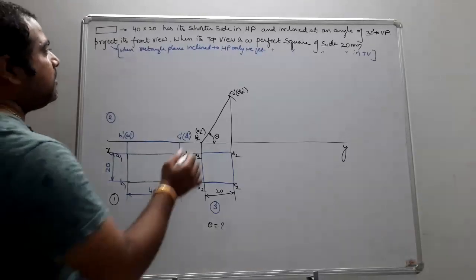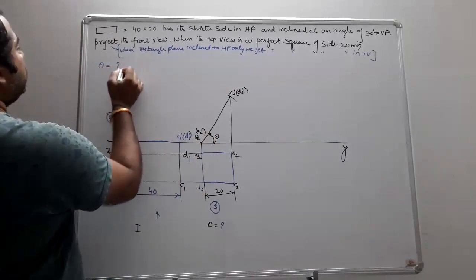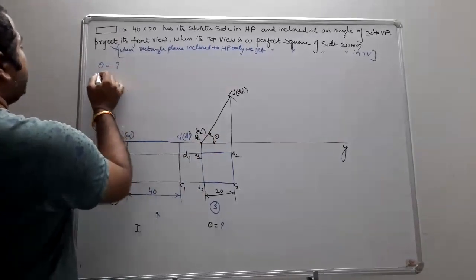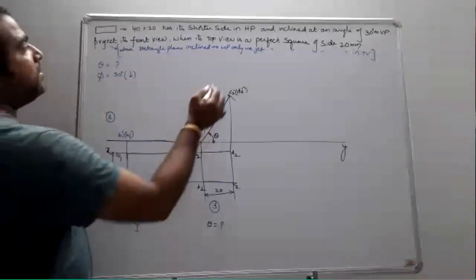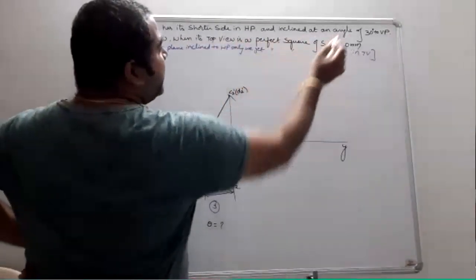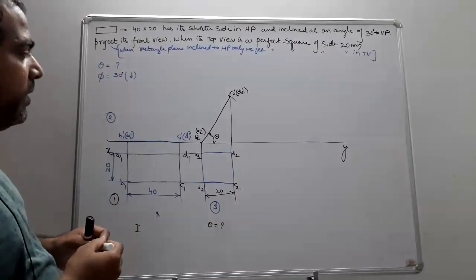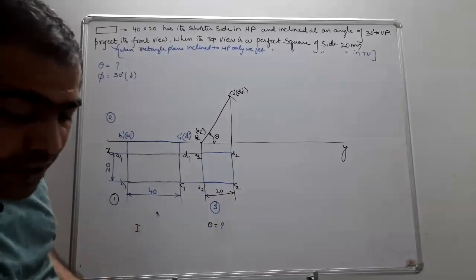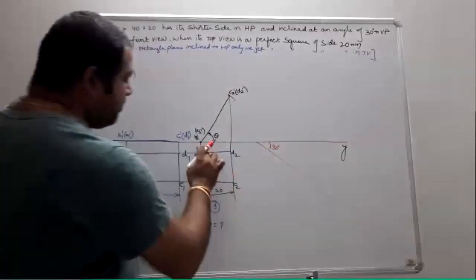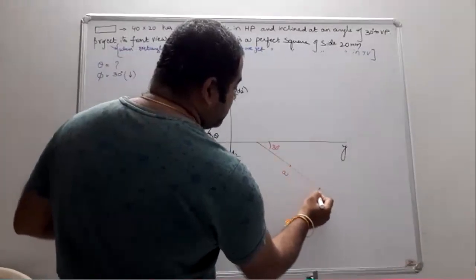Next, theta we don't know. Next, phi is going to be known. So phi is equal to 30 degrees. That comes below the XY line. That means the shorter side is in HP and inclined at 30 degrees to VP. So draw a line of 30 degrees such that my shorter side is on it. So this becomes A and this becomes B.